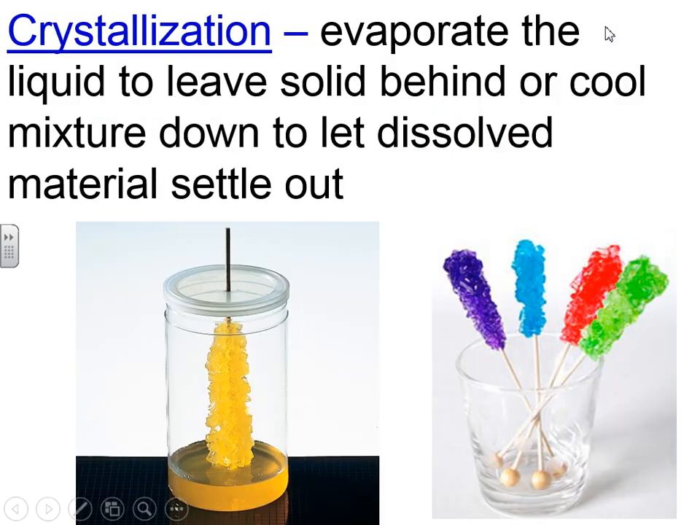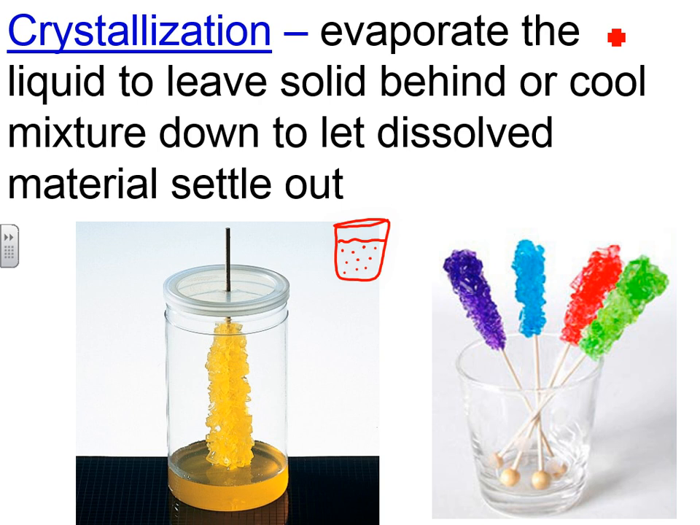Method 2 is called crystallization. Now crystallization allows you to also separate a solid from a liquid, but in a different way. The word crystallization means forming a crystal, and what you have is a solution. In the solution the solid is completely dissolved, so you can't really see any solid in there because the solid, like sugar, is completely dissolved.